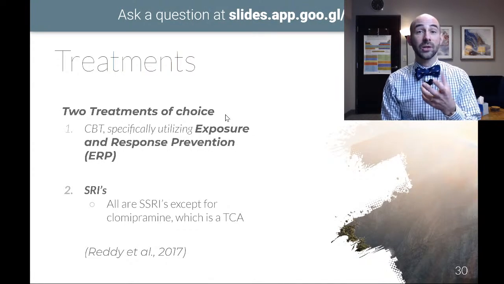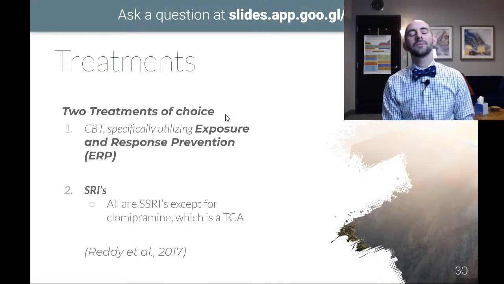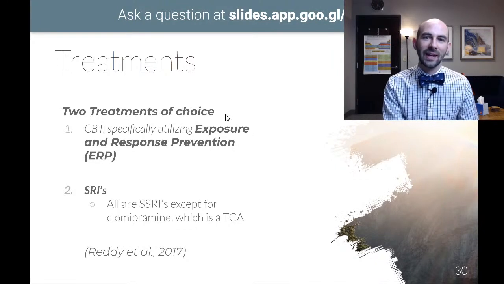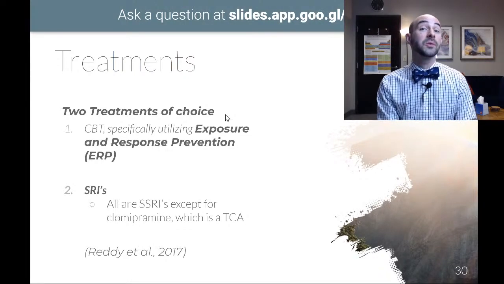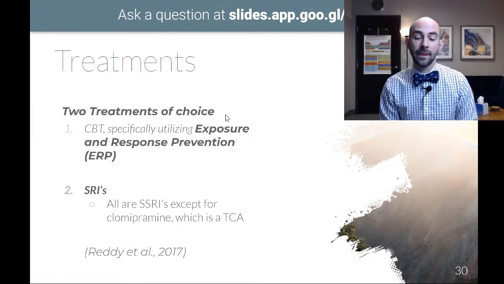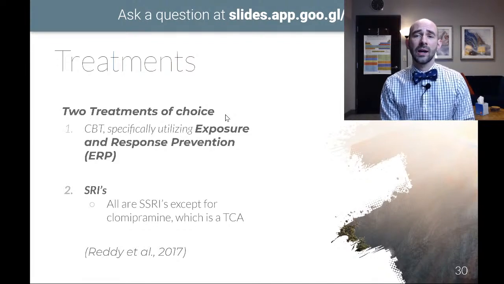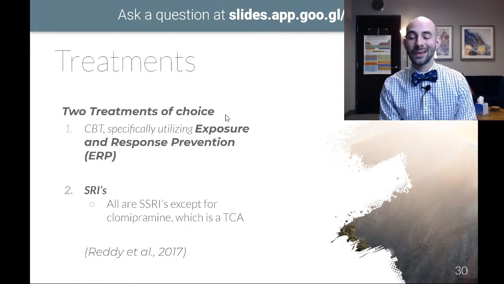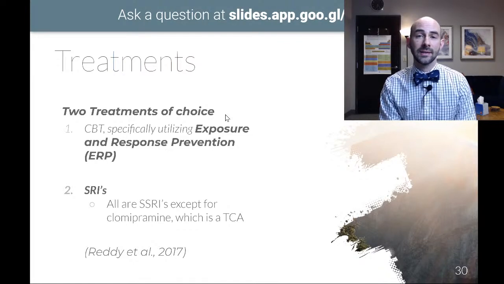Second of all, SRIs. You might scratch your head and say, I thought it's SSRIs, Justin? Well, yes. Except there is one tricyclic antidepressant known as clomipramine that has a lot of research behind it. It's actually probably the most studied medication and is beneficial for OCD. It's just a little bit older. Some people report a few more side effects. So by and large, it's SSRIs. So think of name brands like Zoloft, Luvox, Prozac, Lexapro, those are SSRI medications.